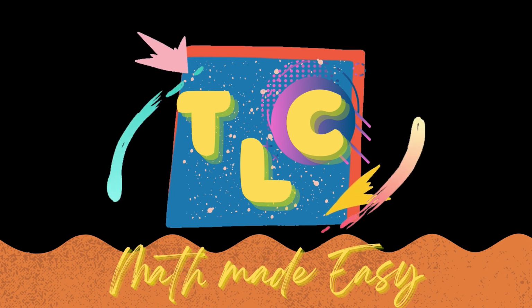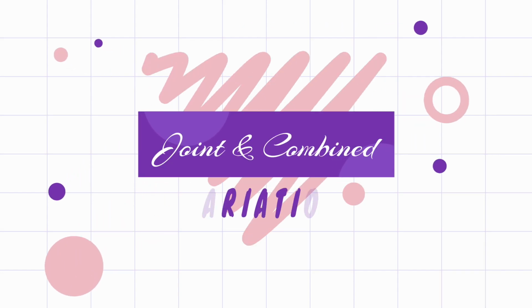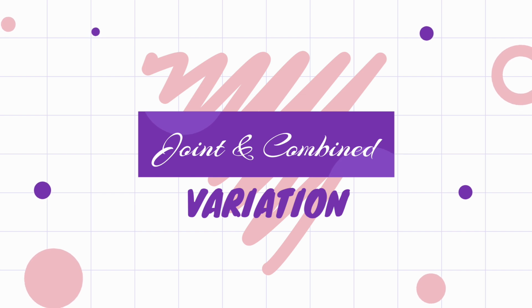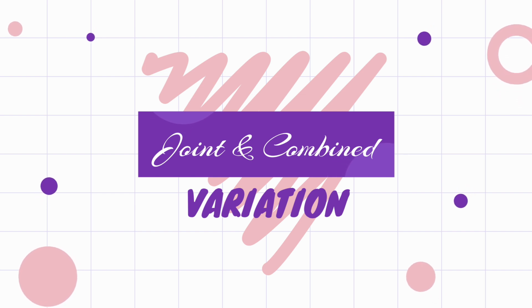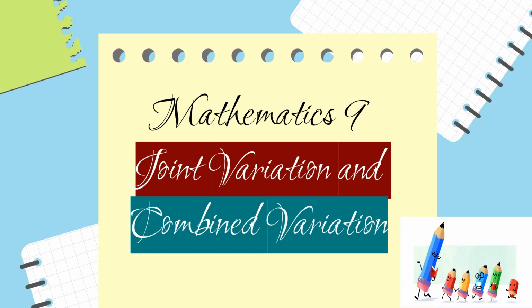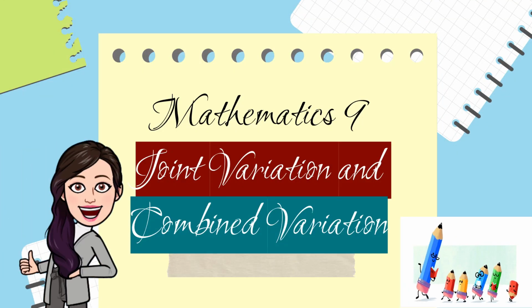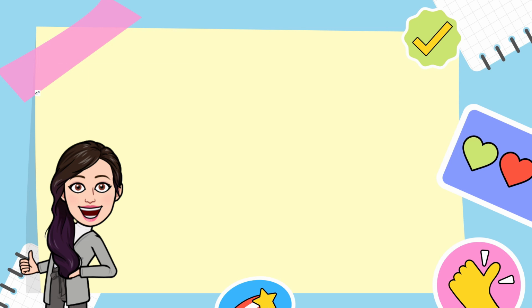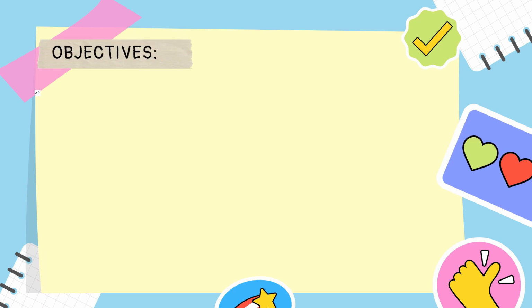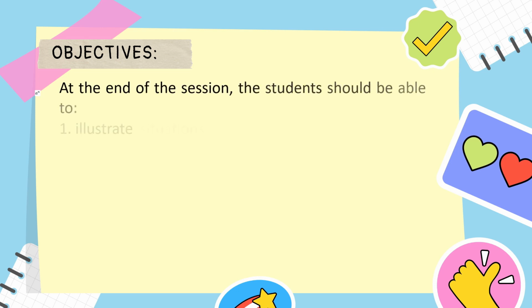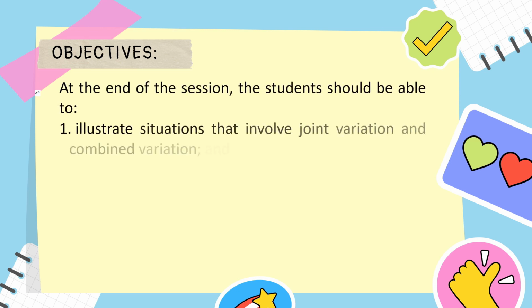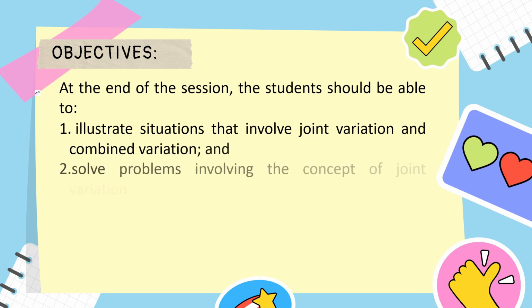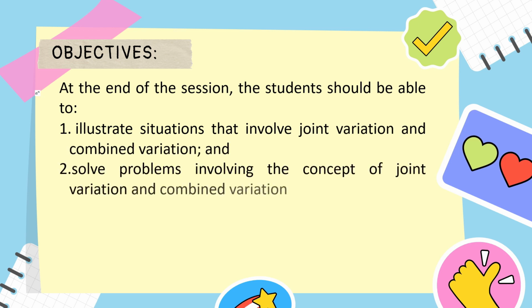In this video, I will be discussing the two kinds of variation, which are joint variation and combined variation. So sit back, relax, and let's learn together. At the end of the session, you are expected to illustrate situations that involve joint variation and combined variation, and solve problems involving the concept of joint variation and combined variation.